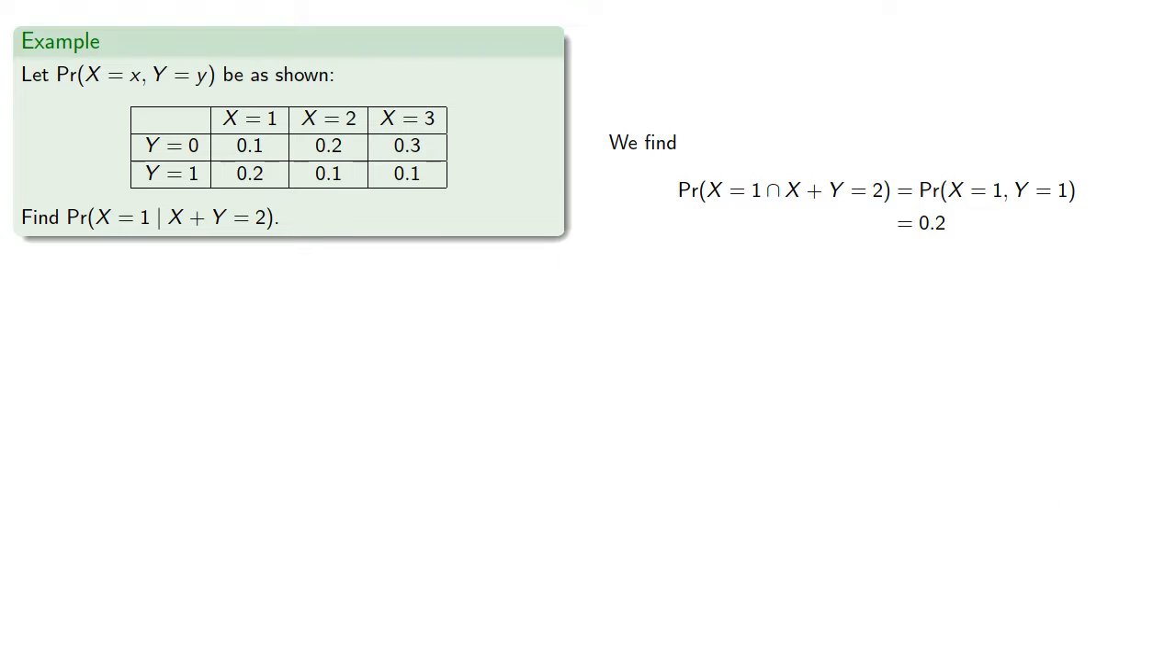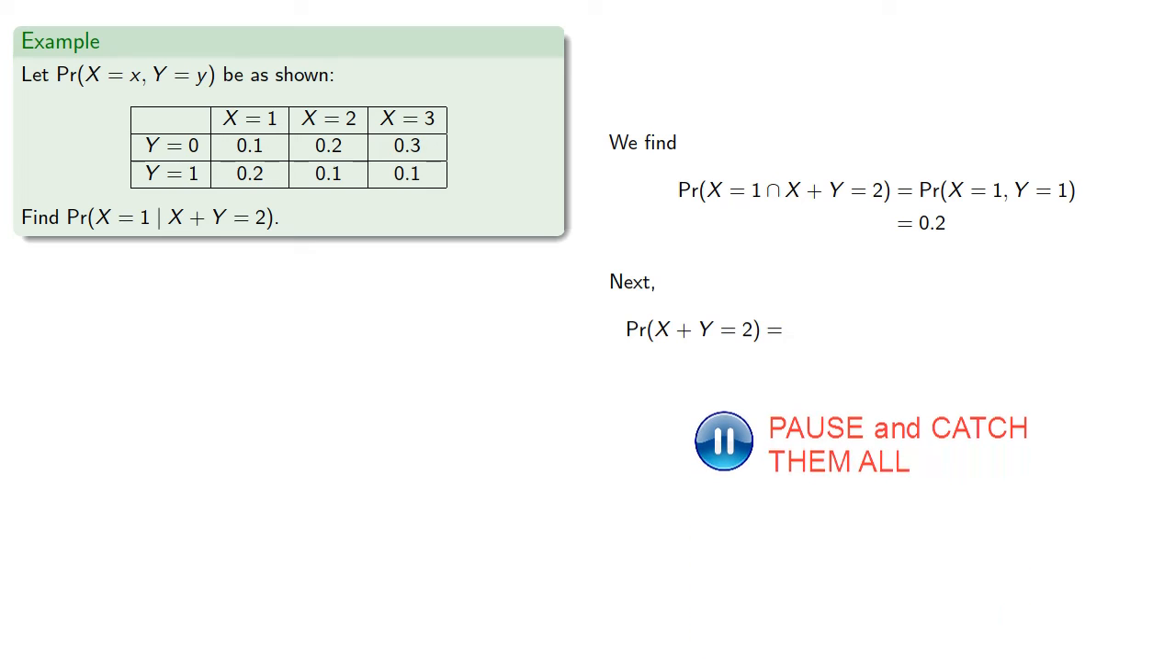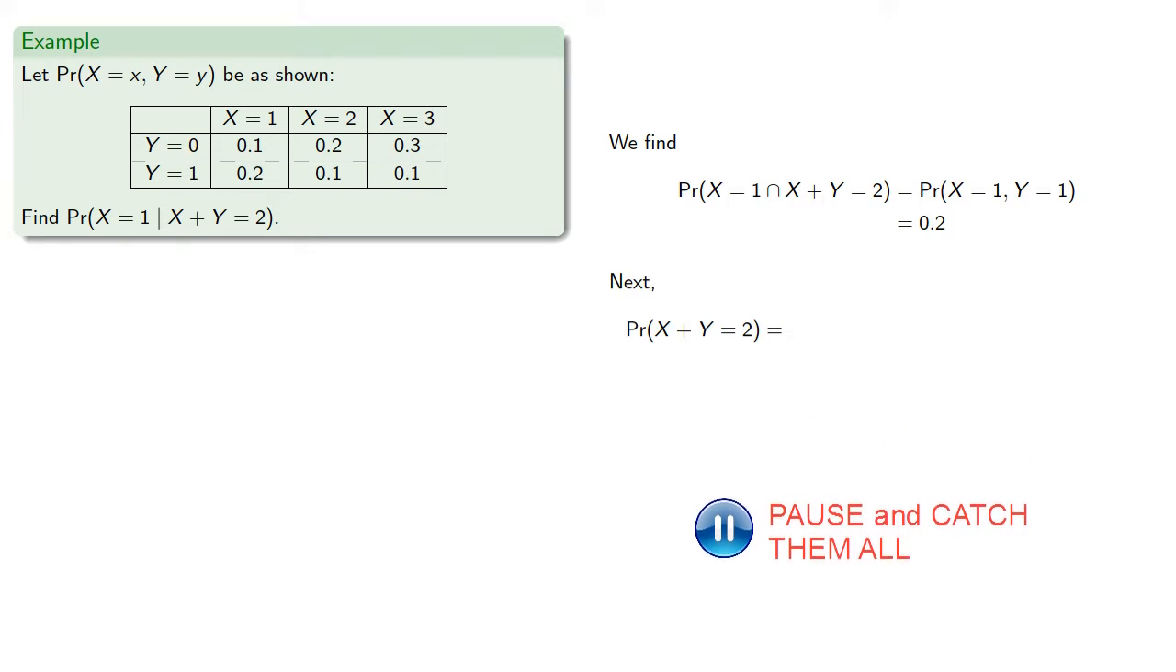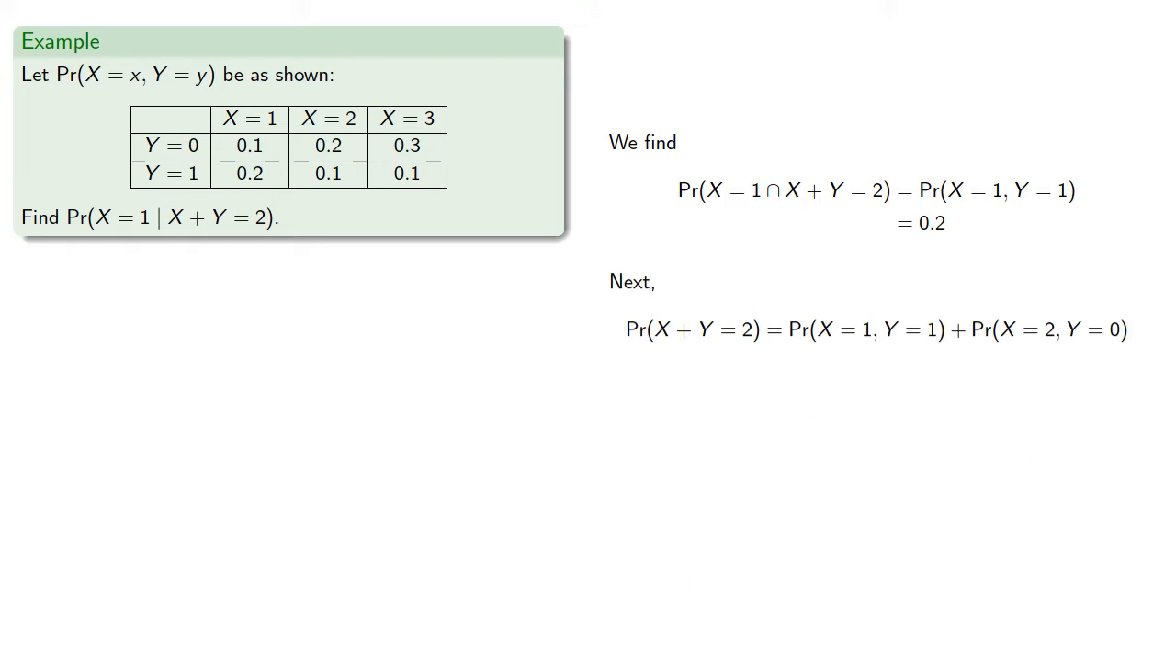Next, the probability that the sum of x and y is 2. Well, we'll find all the cases which will make that happen, and those will be, and so our probability is, and so we can find that conditional probability.